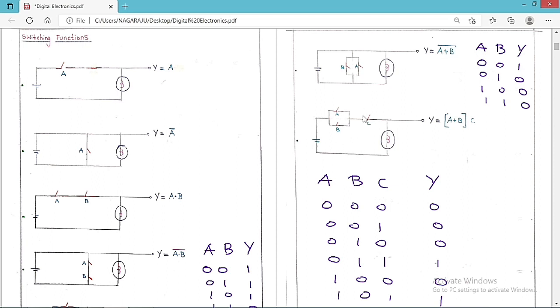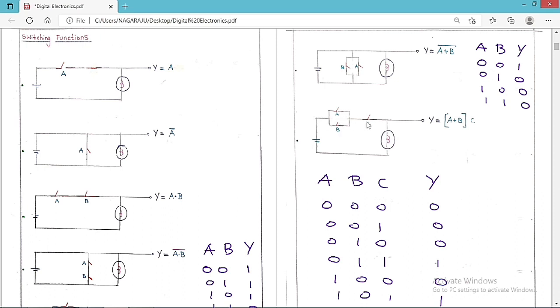But here, if you take the other combination, these are in parallel and this is in series, and it's all in series with respect to the bulb. I already told you this combination is A or B, and whenever they are in series, you have to keep the dot. Therefore, A or B dot C. So this is the equation that we are going to get for this bulb. So Y is equal to A or B dot C. If you want to check this one, you can write the truth table and you are going to get the same equation. See, if A is on and C is on, then only the bulb will be on.